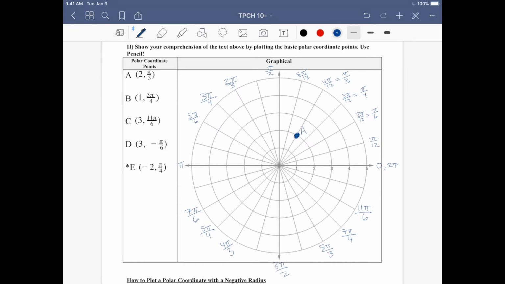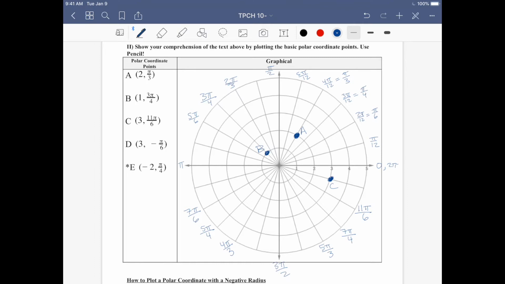Okay, so I'm going to graph a little bit faster now. So now point B is 1 comma 3 pi over 4. So I'm going to find 3 pi over 4, and then I'm going to put a dot on the circle with the radius of 1. So I'm right here. We'll label that B. Point C is 3 comma 11 pi over 6. 11 pi over 6 is here, and then the radius of 3 is right here.